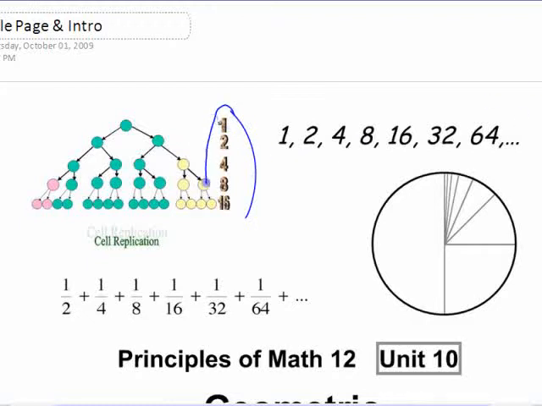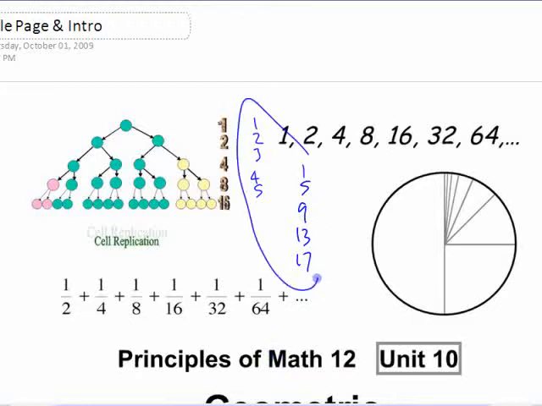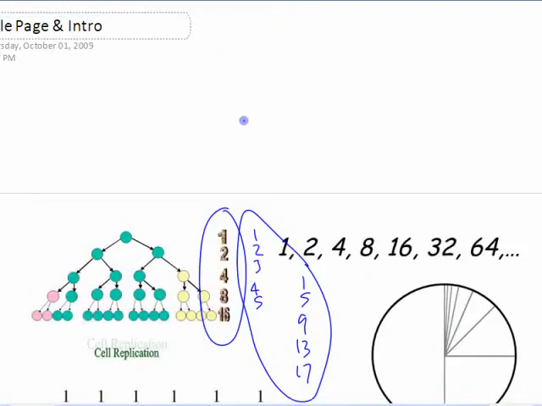This is a geometric sequence. If it went something like 1, 2, 3, 4, 5, or it went 1, 5, 9, 13, 17, that would be an arithmetic sequence. These are arithmetic. This is geometric. I'm not sure if you can right now see what the difference is. What's the difference between those? Let me write them up here. What's the difference between a geometric and an arithmetic sequence?